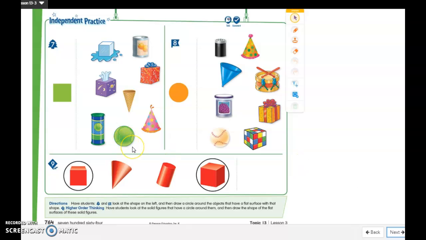All right, so look at the first one, number 7 on independent practice, and look at number 8. I'm going to give you a minute or so. I want you to look at them, and I want you to decide which ones are you going to circle. Okay, I want you to take a look at it.